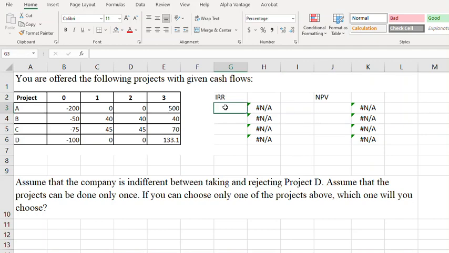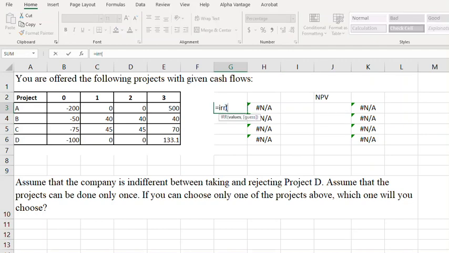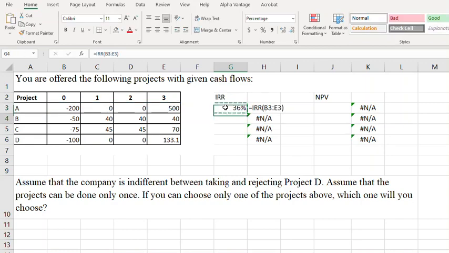So the first thing we want to do is calculate an IRR. So we can see the highest IRR is for project B. What we also know is we're indifferent about taking project D at 10%. And what that implies is that with project D, we're breaking even. We're indifferent. We get a 10% rate of return, but it doesn't create any additional value.